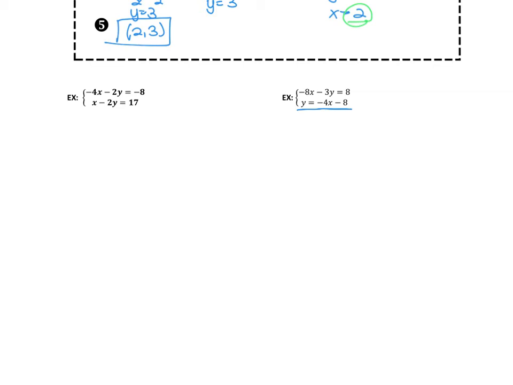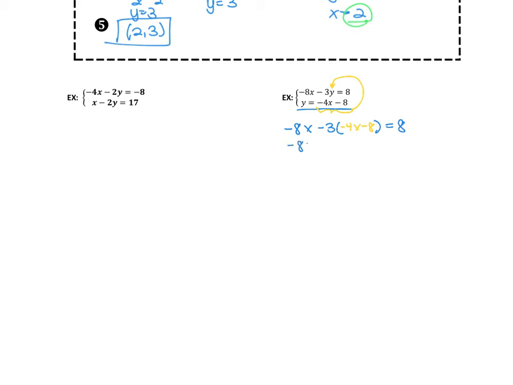So I'm going to take what y equals, this negative 4x minus 8, and in place of the y in the other equation, I'm going to substitute that in. So we would get negative 8x minus 3 times the y value equals 8. Well, I know the y value is negative 4x minus 8. Okay, so now my job is to solve.